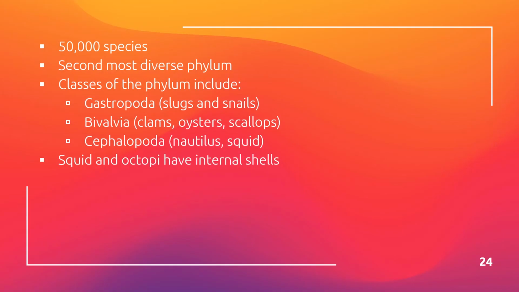So like I said, mollusks are the second most diverse phylum, and they're composed of the classes Gastropoda, bivalves, and Cephalopoda. And some famous animals that are mollusks are animals like squids and octopus.